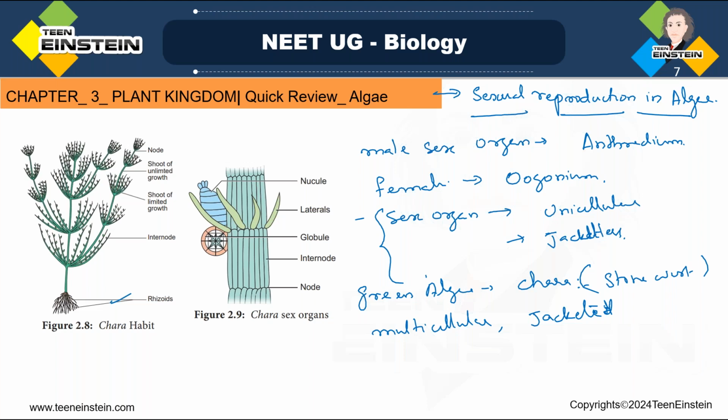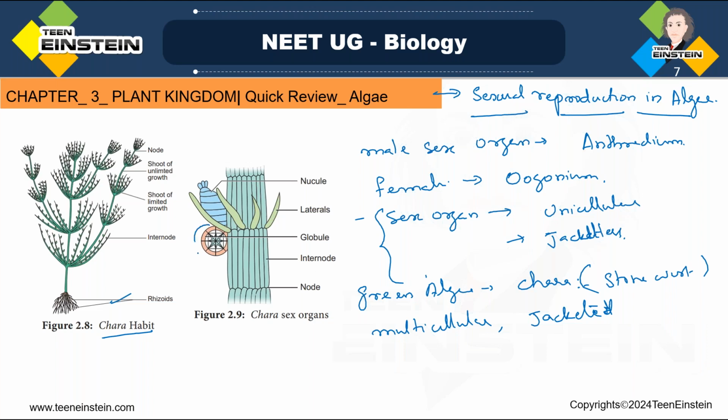They have no jacket. But there are also some exceptional cases in green algae, like the one example we are saying, the exceptional one, stonewort or Chara. In that, you can see multicellular sex organs, and they have a jacket. Normally they don't have a jacket, but in the case of Chara, it is multicellular and with jacket. Clear?